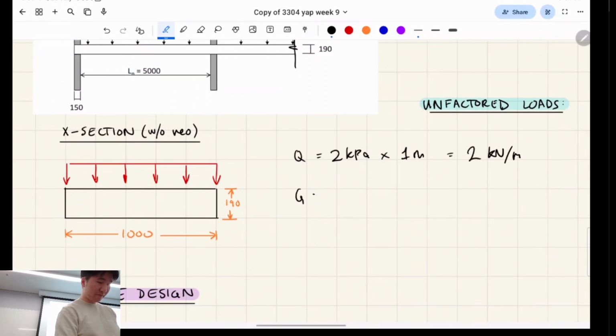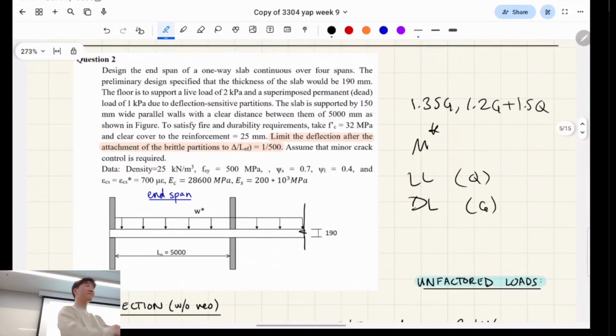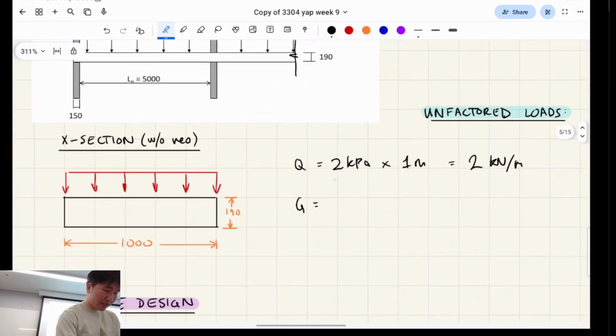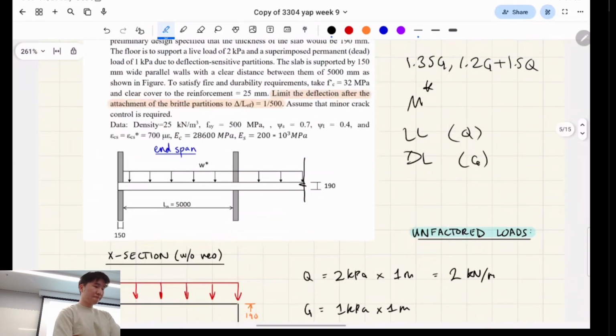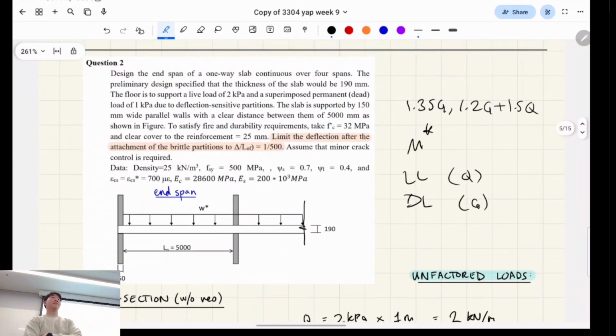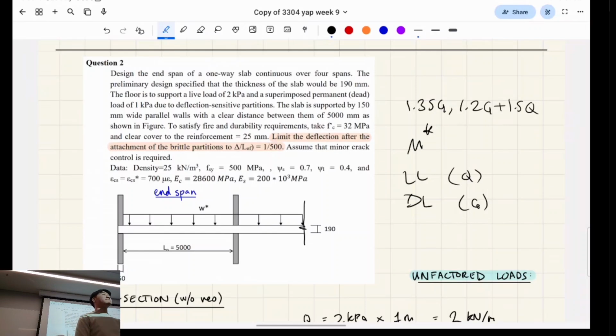What about G? What's G? So it's 1 kPa times 1 meter. Is that it? So we've accounted for the superimposed dead load of 1 kPa. Superimposed dead load is due to partitions, right? What are we missing? The weight of the slab. Exactly, the dead load due to the self weight, right?